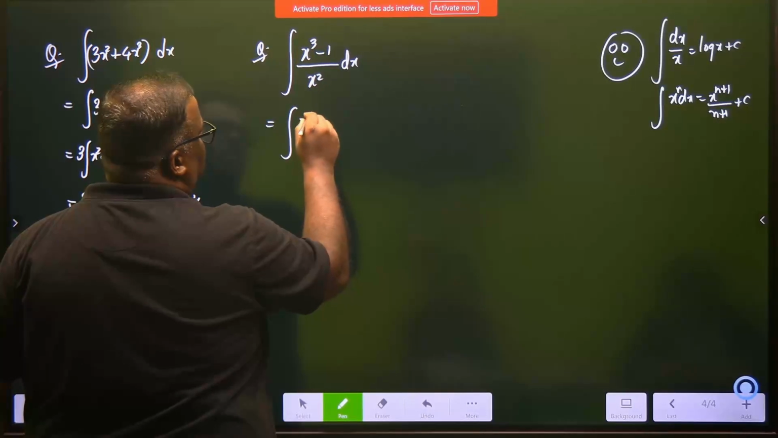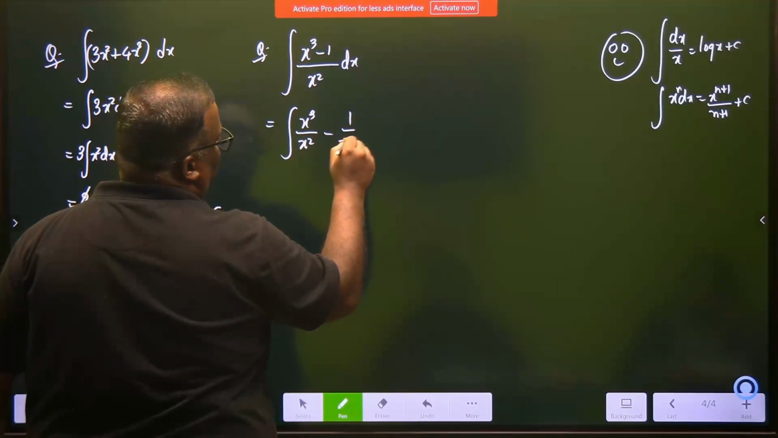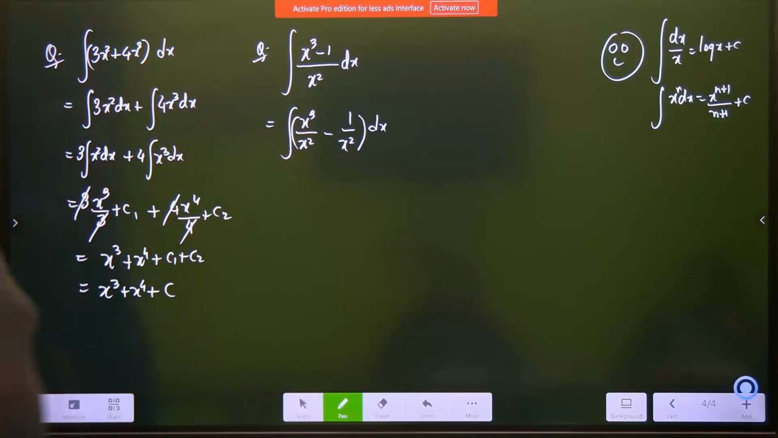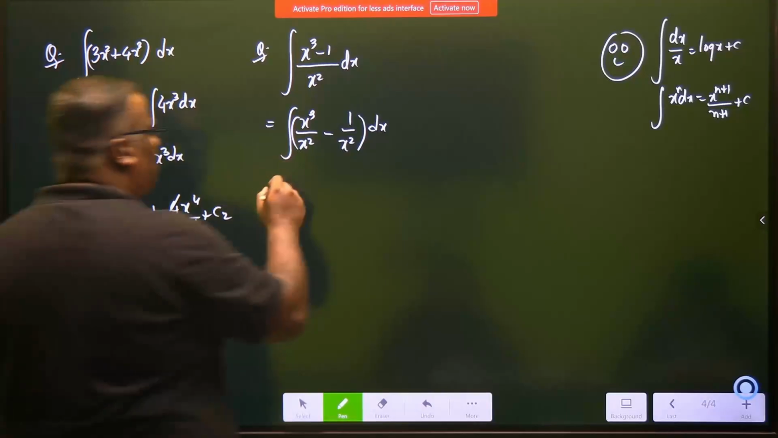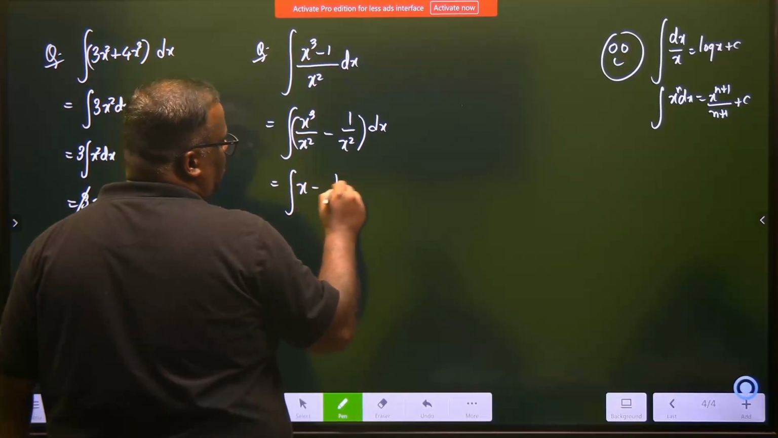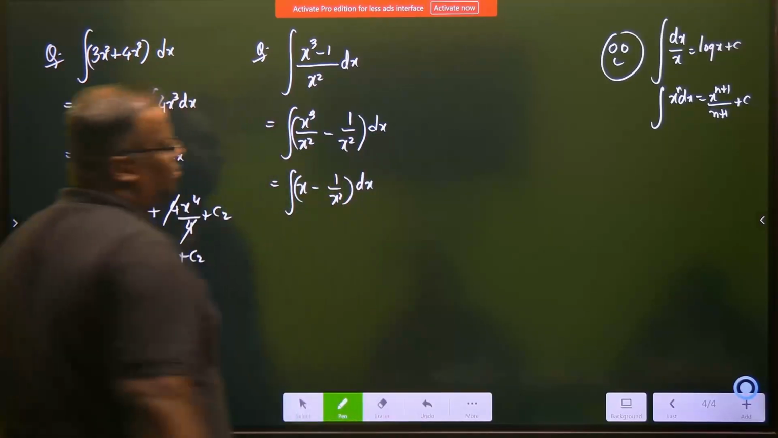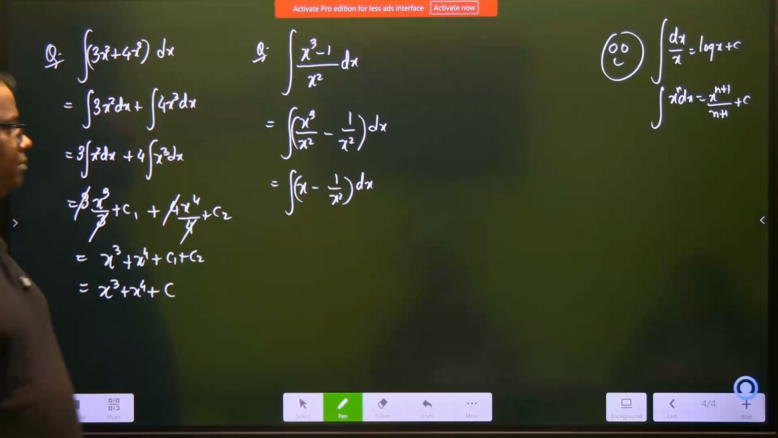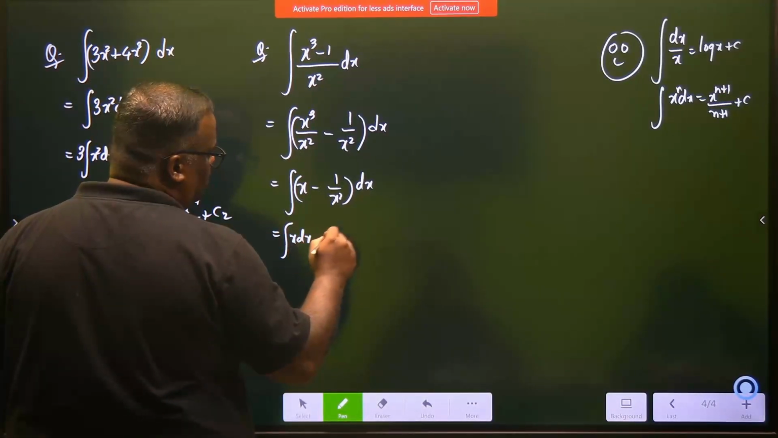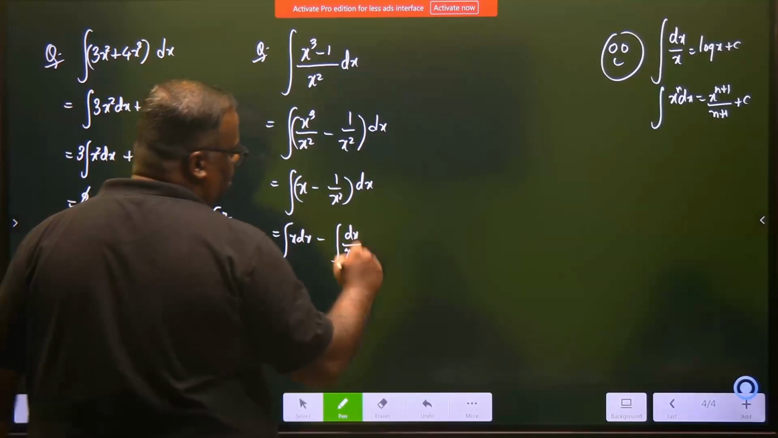Can I write this as x cubed by x squared minus 1 by x squared, and put a dx out here? Two different functions. So this becomes x minus 1 by x squared, and this is a dx. Do you agree? Can I write this as integral x dx minus integral dx by x squared? I can write this.